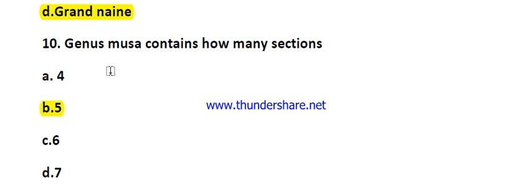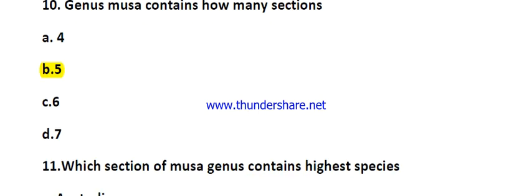This question asks how many sections. The answer is 5. I hope you know these 5 types of sections. Then again I repeat: Eumusa, Callimusa, Australimusa, Rhodochlamys and Ingentimusa. These are the 5 sections.